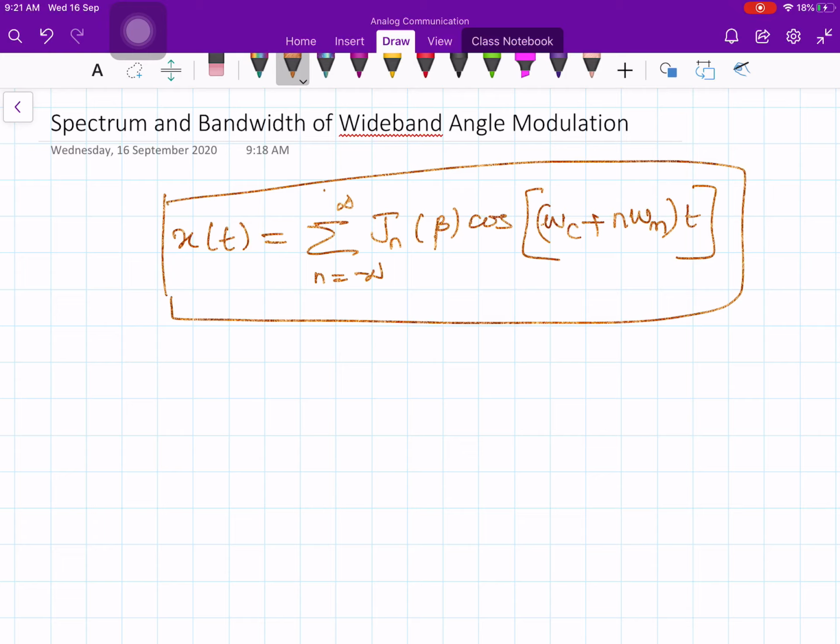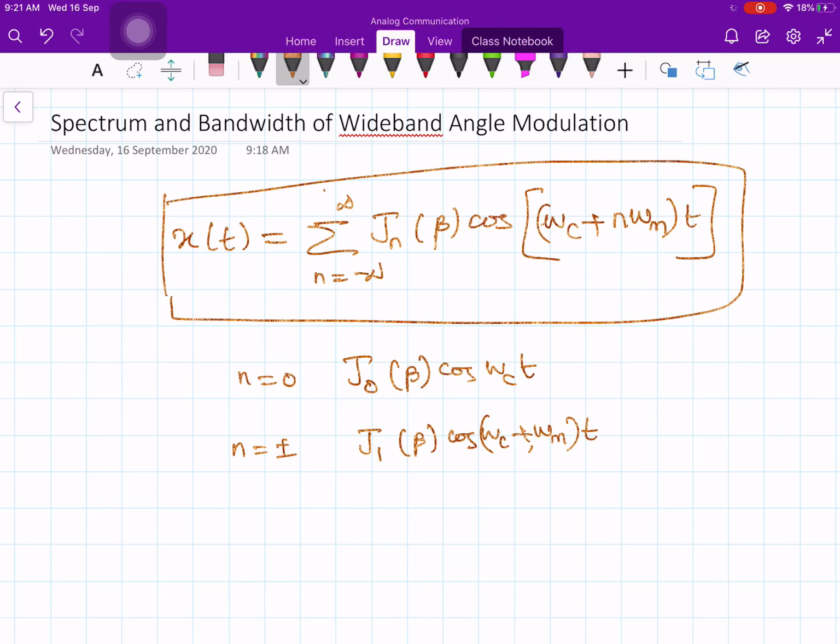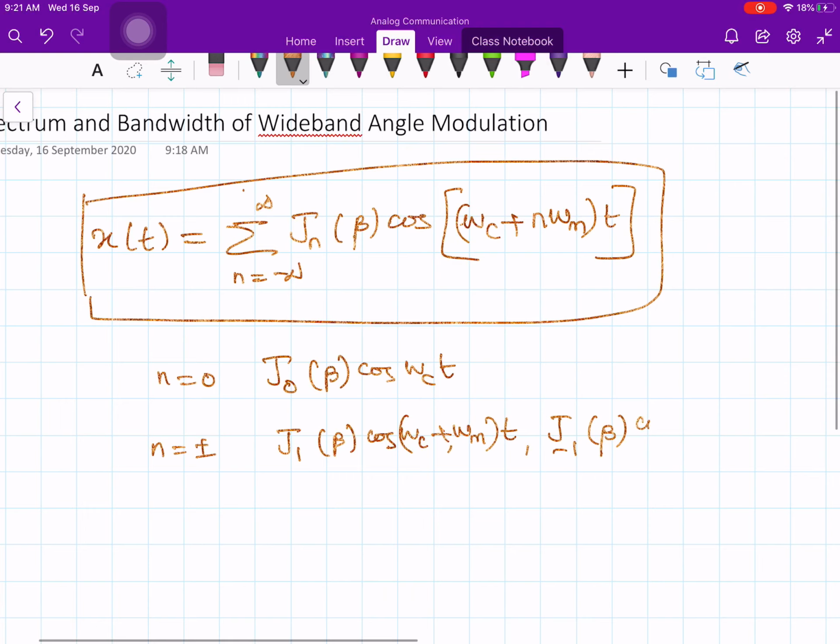Now, if we expand this equation, let us say substitute n equals 0, then you will get J_0(β) cos ω_c t. Substitute n equals plus 1, you will get J_1(β) cos of (ω_c + ω_m)t, and substitute n equals minus 1, J_{-1}(β) cos of (ω_c − ω_m)t.